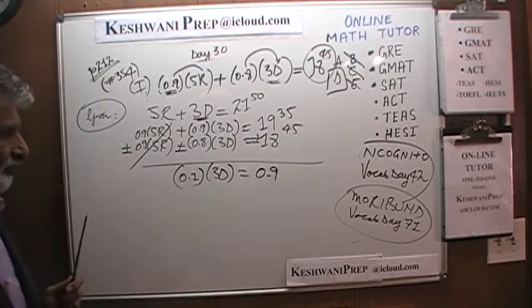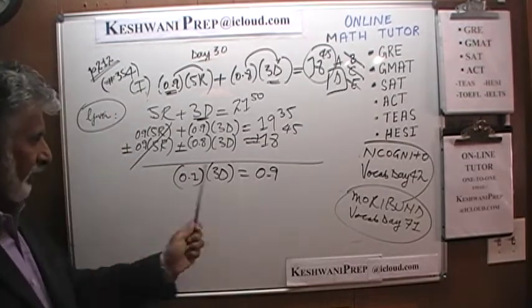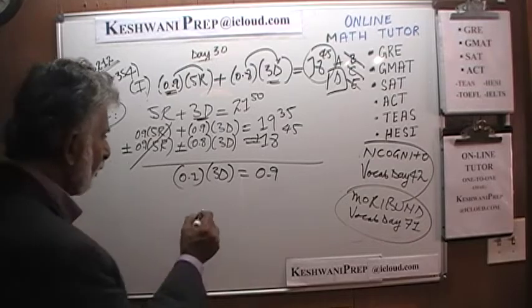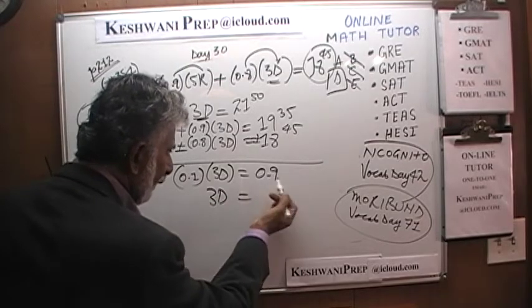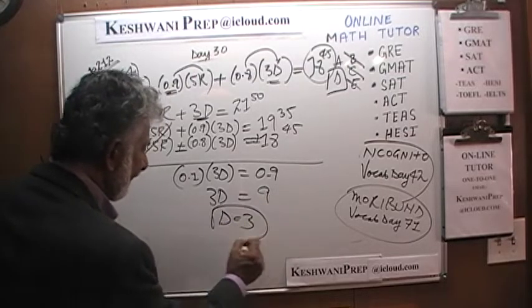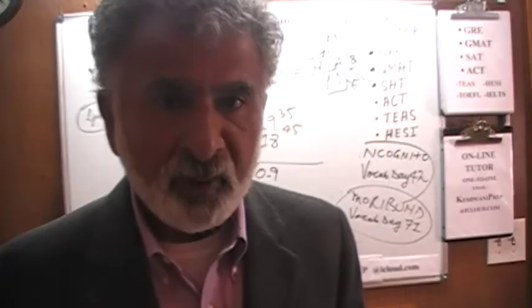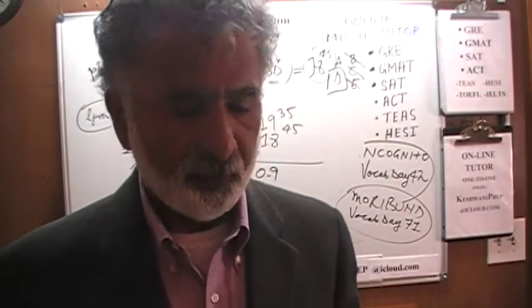It's simply 90 cents. You see that? Let's multiply the entire equation by 10. If you multiply the entire equation by 10, the 0.1 is going to become 1. So 3D and 0.9 is going to become 9. There you go. D equals 3, which is exactly what we found a second ago. The price per pound of decaffeinated coffee is $3.